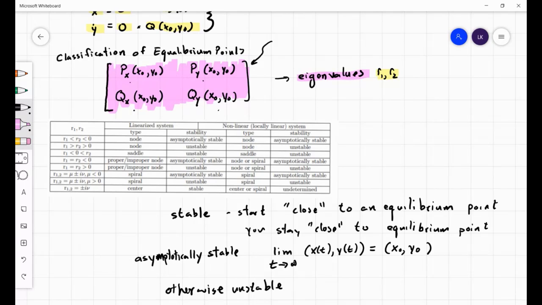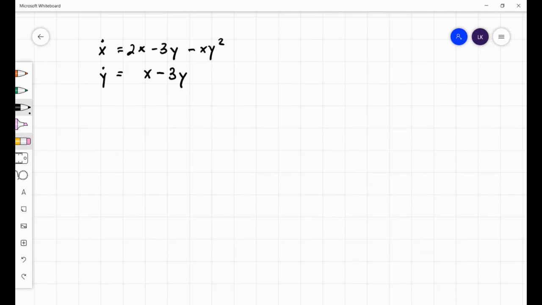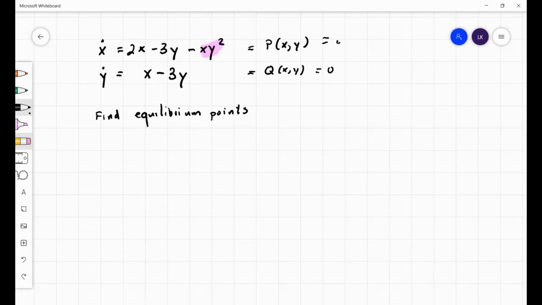So we can look at an example. This system is autonomous, with x times y squared. So that term is not linear in y. First of all, you want to find equilibrium points. The right-hand side here is your function p of x and y, and the other right-hand side is q of x and y. Finding the equilibrium points is to find where these are simultaneously 0. So we're going to set the right-hand sides equal to 0 and try to solve that system.